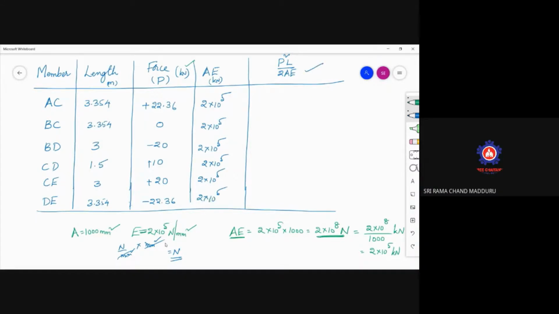Now you already know P square L by 2AE. Just multiply P square into length, 3.354 by 2 into 10 power 5. So 22.36 whole square multiplied with 3.354 by 2 into 10 power 5. What is the value here? Just once again, please check it. This is P square. Don't do the multiplication with only P.